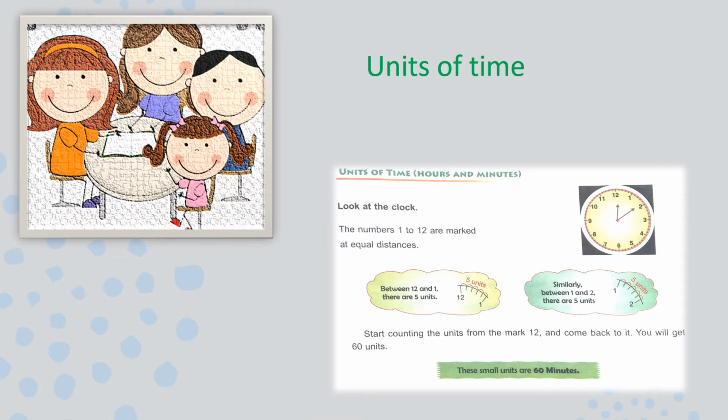Our next topic is units of time in hours and minutes. Look at the clock. The numbers 1 to 12 are marked at equal distances. Between 12 and 1, there are 5 units. Similarly, between 1 and 2, there are 5 units. Start counting the units from the mark 12 and come back to it. You will get 60 units. These small units are called 60 minutes.